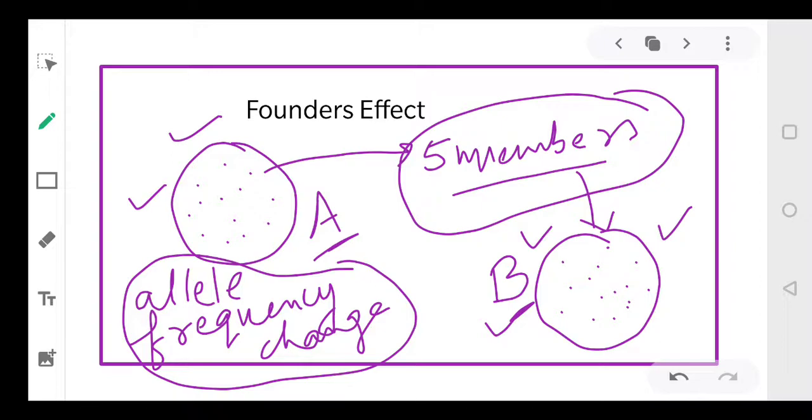Okay? The original population, the original people who left place A, population A, will be called the founder population. They will be called the founder population, and this phenomenon will be called founders effect. What do we call it? Founders effect. Okay everyone? I hope it is clear. Right.